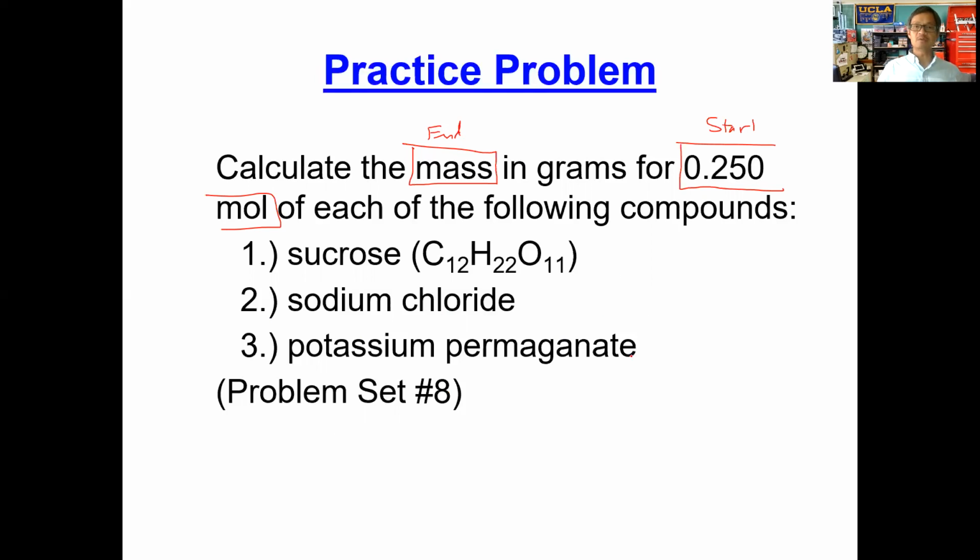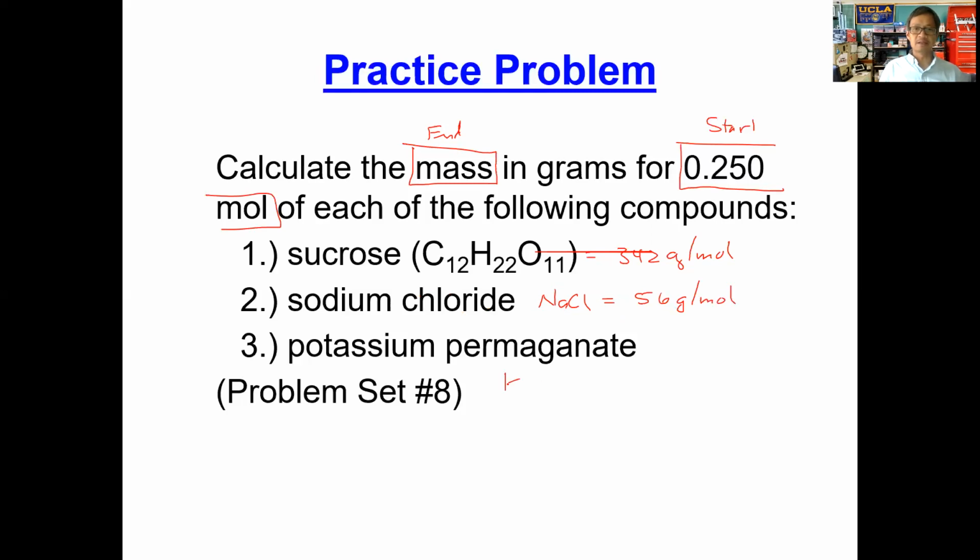So for each one of these, we need the molar mass. Hopefully you can do that, folks. If you're not quite sure how to get the molar mass, please make sure you stop by and see me. I'm going to write this down for you. Adding 12 carbons, 22 hydrogens, and 11 oxygens together, we have a molar mass of 342 grams per mole. You have to make sure you get the formula correct, or else you won't get the correct molar mass. The formula for sodium chloride is NaCl, and the molar mass for sodium chloride is 56 grams per mole.